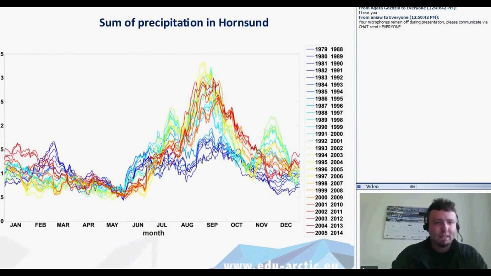Here is the chart presenting the sum of precipitation. Now we measure the higher precipitation during August and September, which is rain, and rain melts the ice. So it's really important for glaciers because they don't gain the mass, they lose the mass.